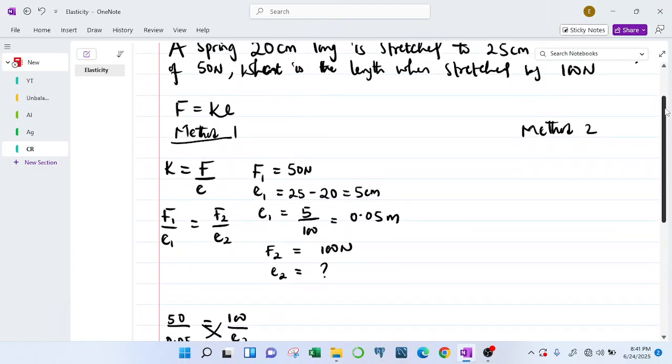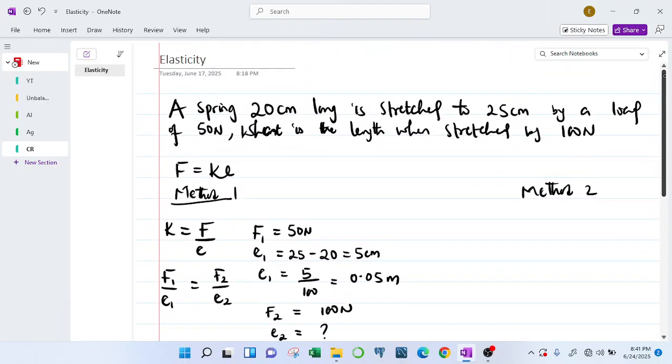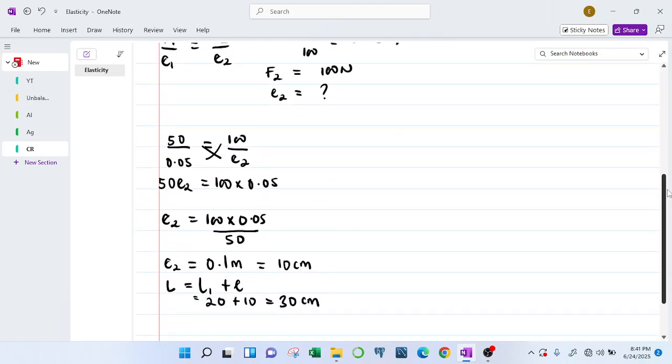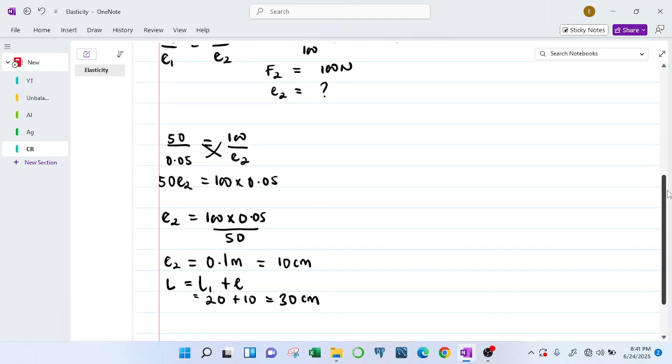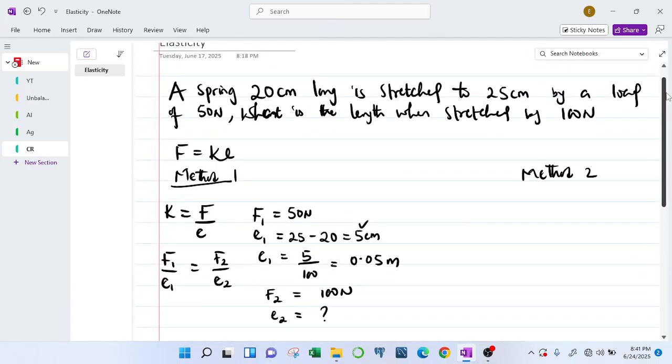And another way you could have gotten it, observe, your extension is 5 centimeters. The load was doubled from 50 to 100. The load was doubled, so the extension is also going to double. So the extension is going to be 10 centimeters, like we got. So your new length will just be the initial length, which was 20, plus the extension, which was 10. Those are ways you can observe such things.